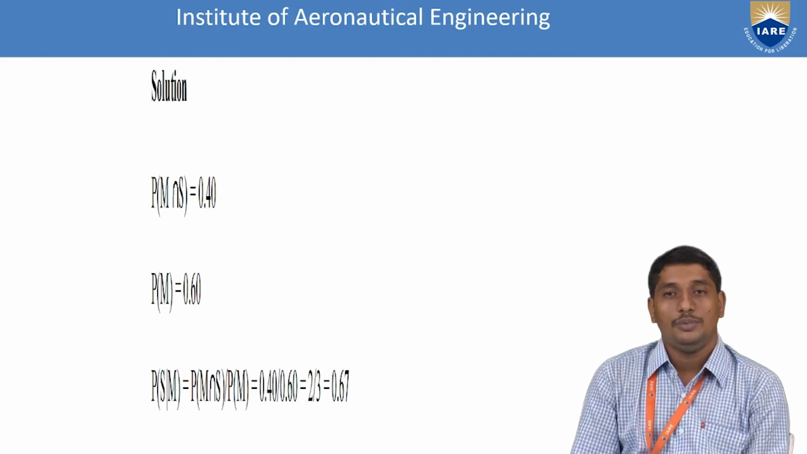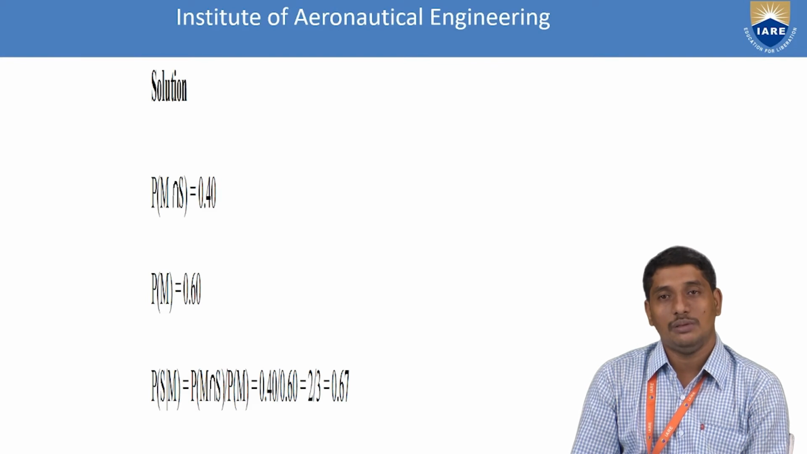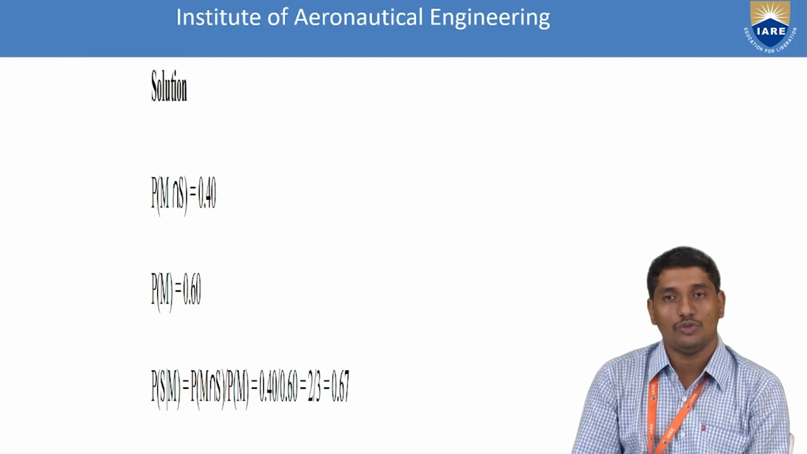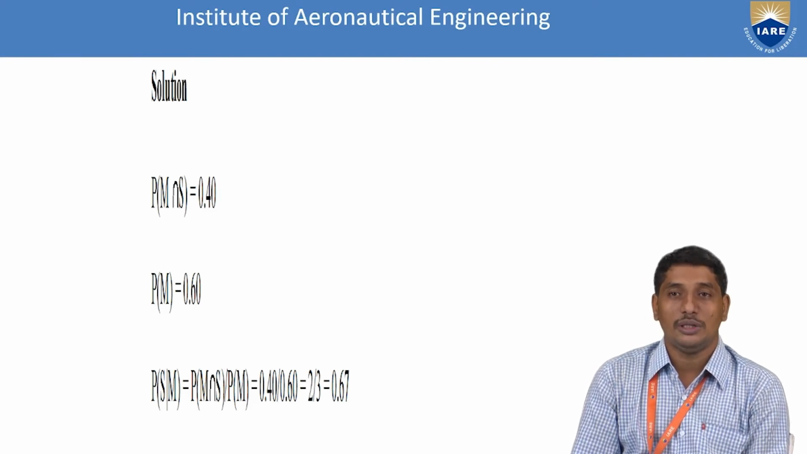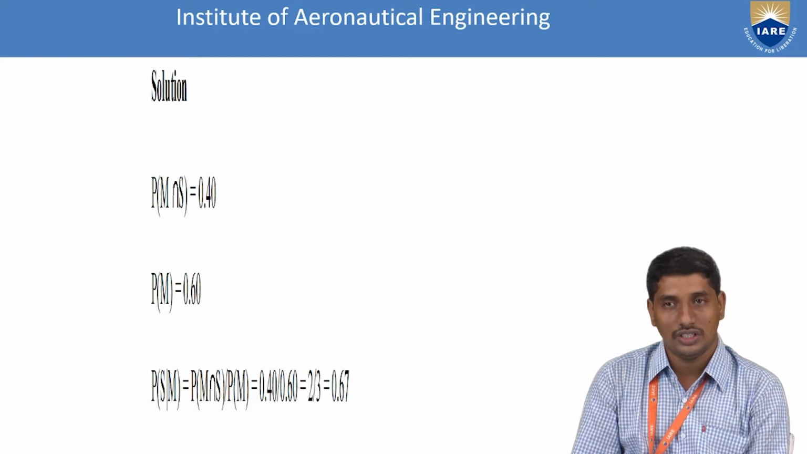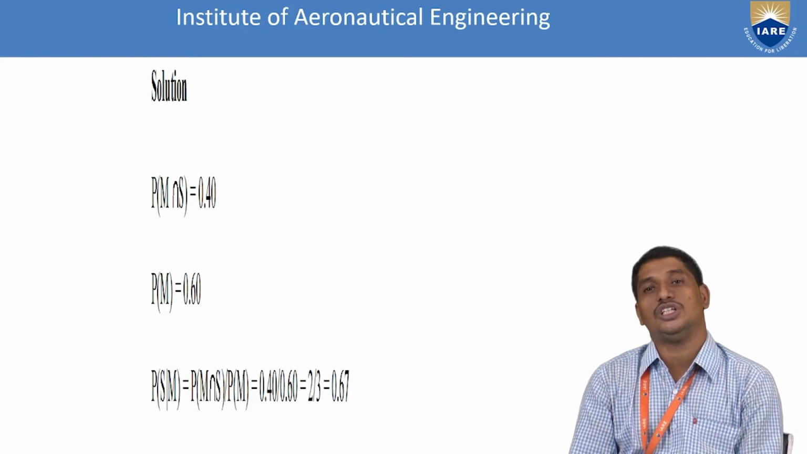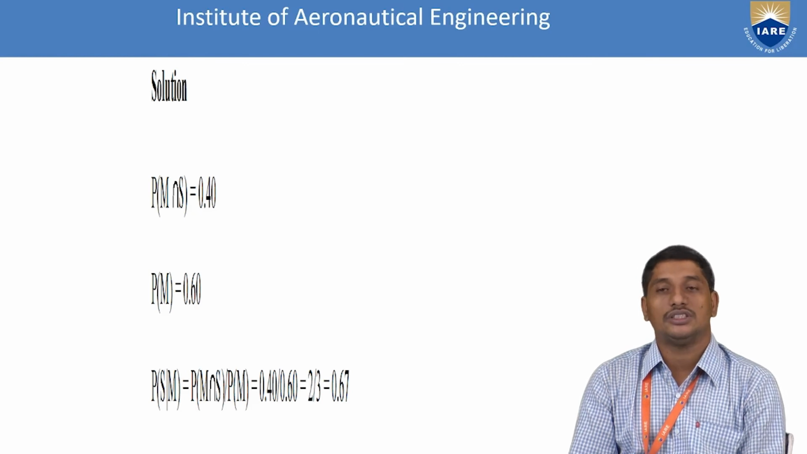That is P of S by M. The event that happened early over the event that happened later. P of S by M is nothing but P of M intersection S over P of M. That is 40% by 60%. That is 2/3. That is a 67% chance that he is also interested in mathematics.